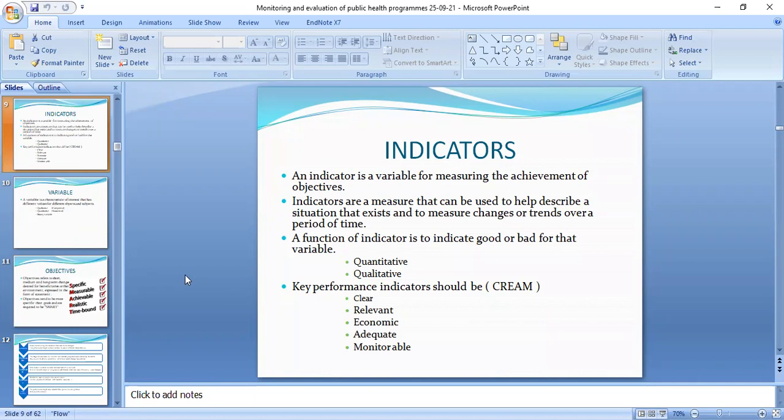Key performance indicators should be clear, which means that they should be unambiguous and understandable. They should be relevant, meaning appropriate for the measurement, and they should be economic, meaning available at a reasonable cost, and they should be adequate, meaning sufficient to assess performance, and monitorable, meaning amenable to validation.